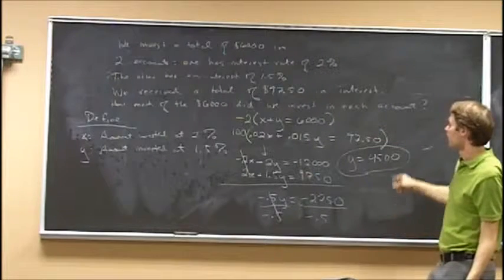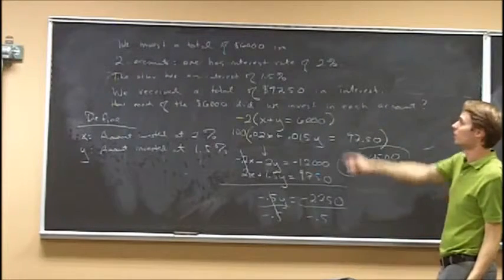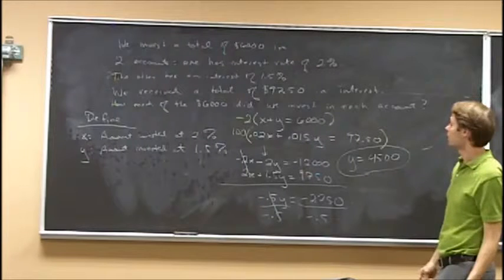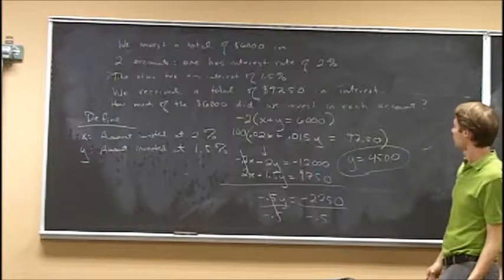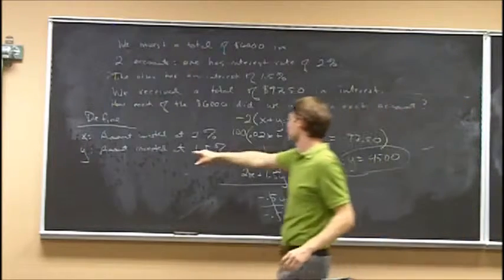You would know there was a mistake if you tried to solve this and ended up getting a number that was bigger than 6,000, like 8,000. Then all of a sudden you would know you've made an algebra mistake somewhere. And that is the amount that's invested at 1.5%.